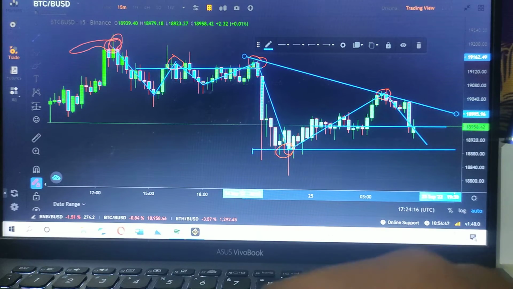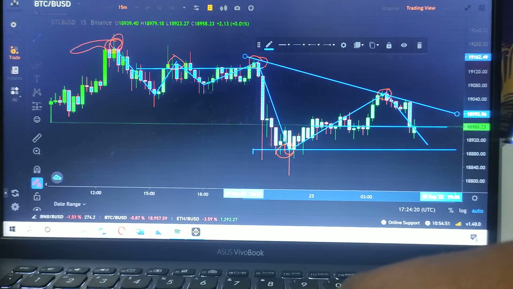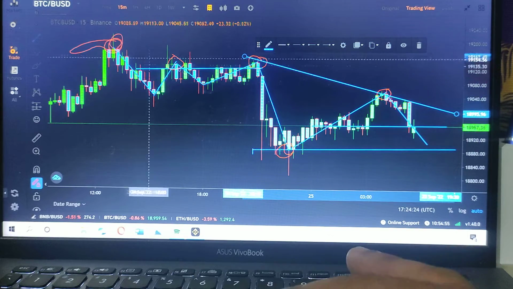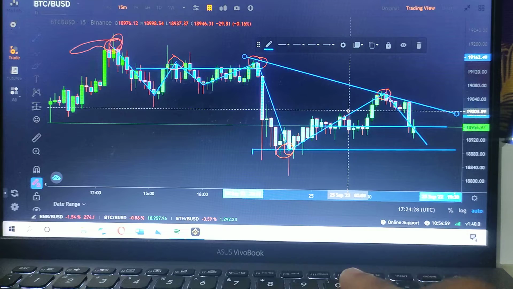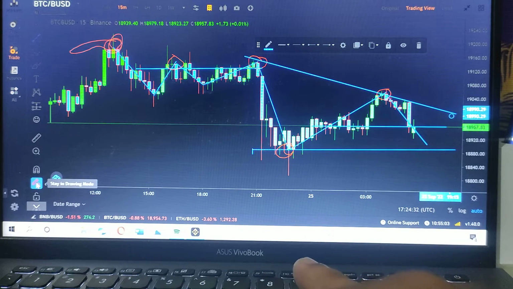So understand something to get into the trade, otherwise you came here to earn money, not to lose the money. So you have to be very careful. Before you enter, you should be very careful.